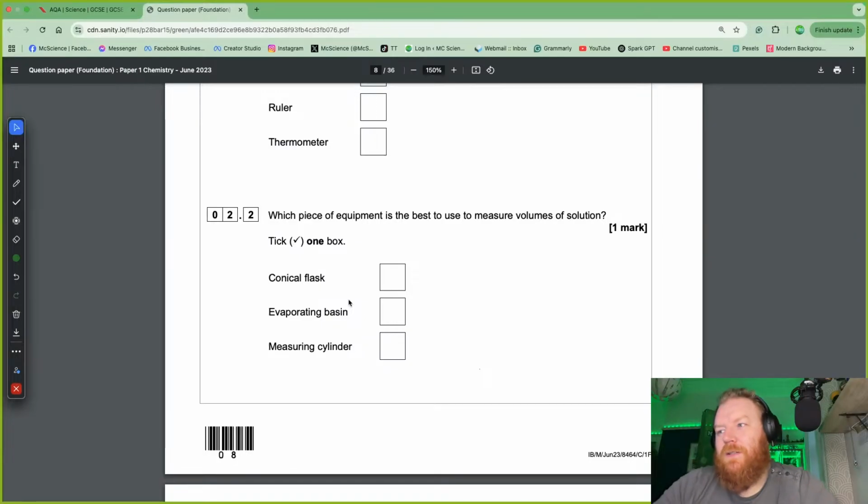So our next question, which piece of equipment is the best to use to measure volumes of solution for 1 mark? Again, it's a 1 marker. Now, for some of you, you might be noticing that there are quite a few 1 markers or multi-choice questions. This is typical of the foundation papers. And when it comes to a foundation paper, it does get more difficult as we go through, because they tier the questions to the rough grades. Obviously, you can pick up marks throughout.